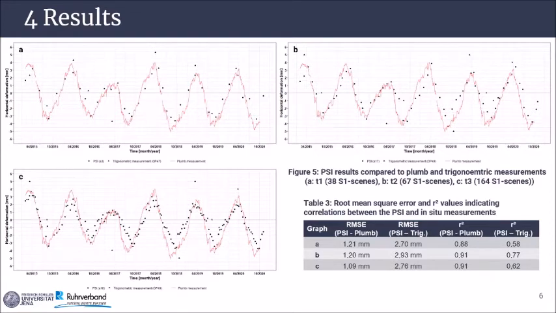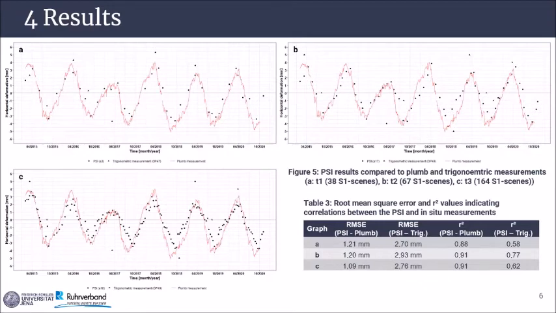1 PS point out of each stack is shown, so there are 3 graphs. The seasonal cycle of the PSI deformation is very similar to the cycle of the plumb measurements in each graph. The cycle is moving between maximum values of up to 4 mm in March and April of each year, and minus 4 mm in August and September of each year. The trigonometric measurements show more outliers, as can be seen here or here, but this can also be related to the low measuring accuracy of this technique.